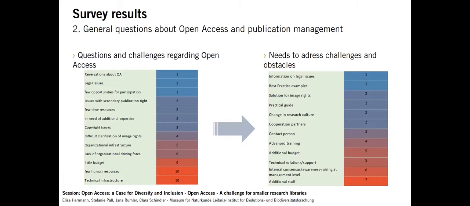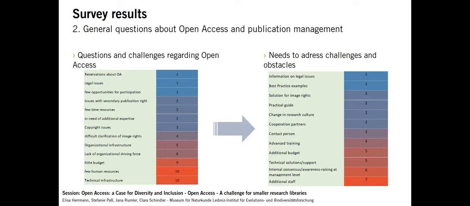Just to mention, in Germany or German-speaking regions, the library type special library might have a different status than in other countries. And our survey wanted to reach out to the special library type museum library. And what questions, challenges, and obstacles they face regarding open access and publication management is now on the next slide, please, Elisa. Yeah. So first, we differ between two aspects, the questions and the challenges.